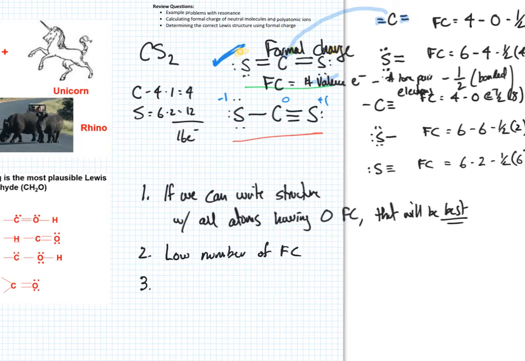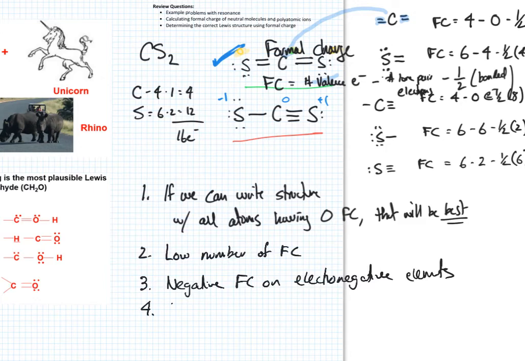3, we generally want the negative formal charge on the more electronegative elements. So you want a negative formal charge on something like oxygen or on chlorine or on sulfur. You don't want it on the carbons and the hydrogens and the nitrogens. Okay, so that's rule number 3, or guide rule of thumb number 3.